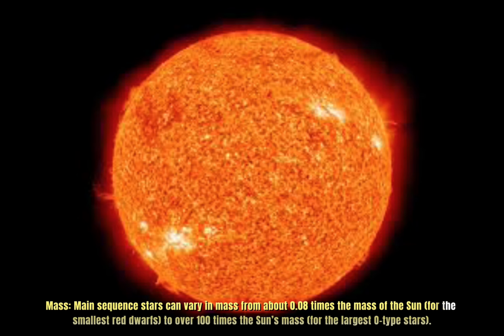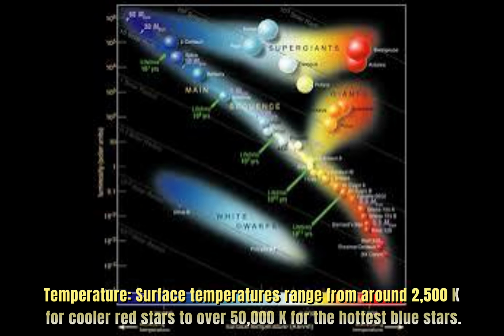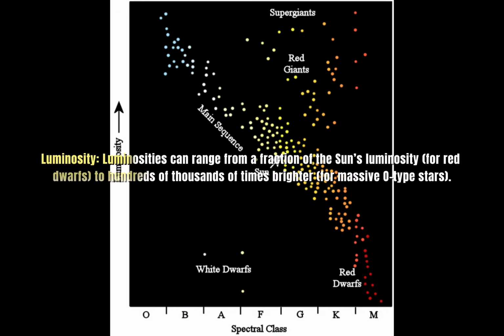Mass. Main sequence stars can vary in mass from about 0.08 times the mass of the Sun, for the smallest red dwarfs, to over 100 times the Sun's mass, for the largest O-type stars. Temperature. Surface temperatures range from around 2,500 K for cooler red stars to over 50,000 K for the hottest blue stars. Luminosity. Luminosities can range from a fraction of the Sun's luminosity, for red dwarfs, to hundreds of thousands of times brighter, for massive O-type stars.